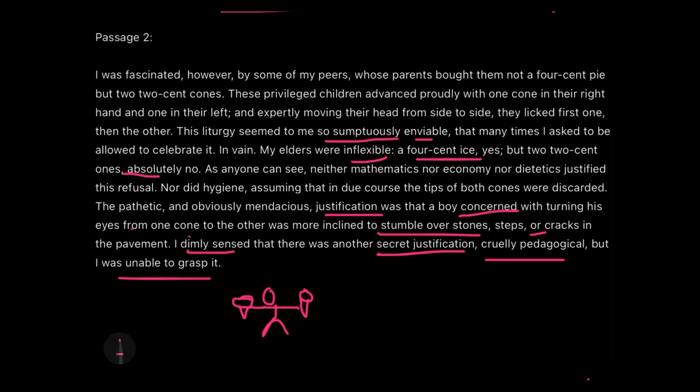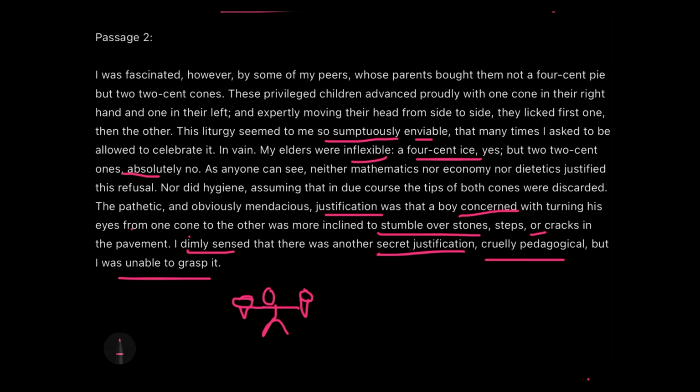So, here, what did you understand from the passage? The justification which the author got for not getting two ice creams of 2 cents each was that if the kid is concentrating on looking at both the cones, there are more chances of him stumbling over the stones and the cracks in the pavement. Well, that's correct as a point of view from a parent. So, thinking of that, you understand that in the entire paragraph you don't see any line which comes out as a main idea.